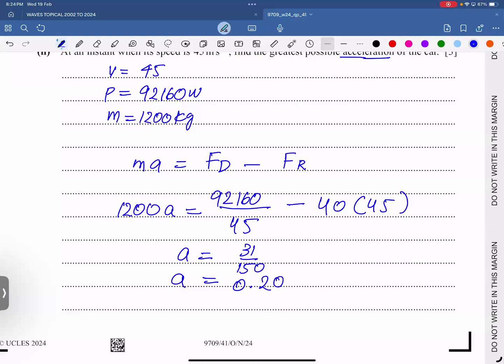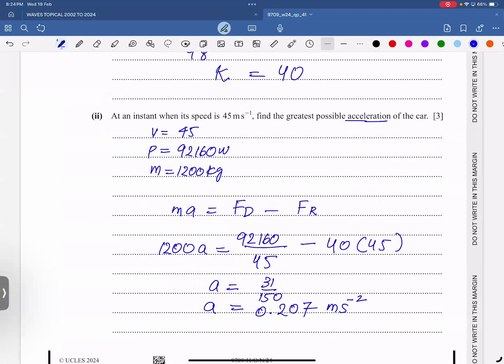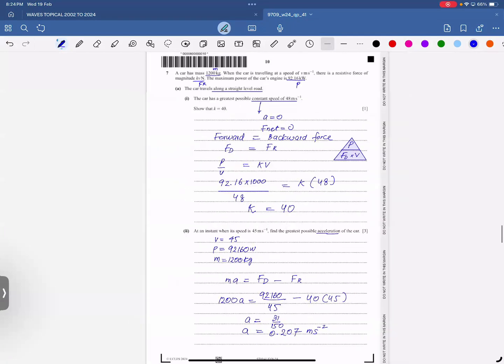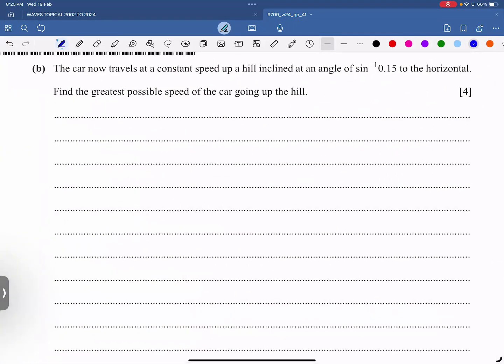206, so 7 meters per second square. Okay, with this the part 2 is finished. We proceed to part B of question 7. Part B says the car now travels at a constant speed but uphill.